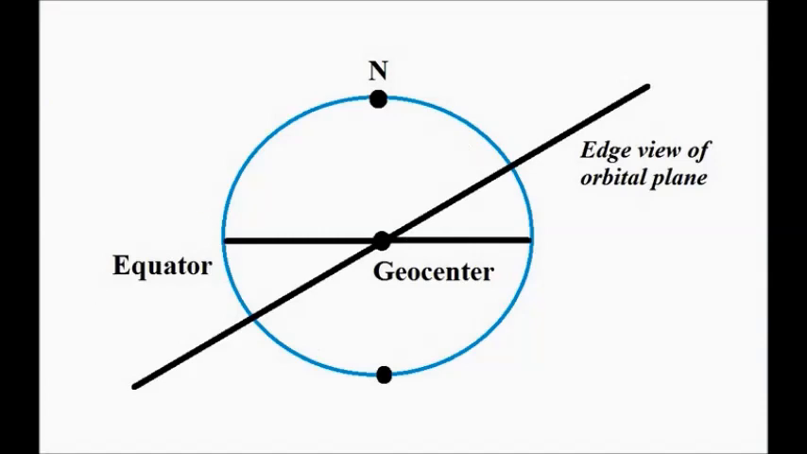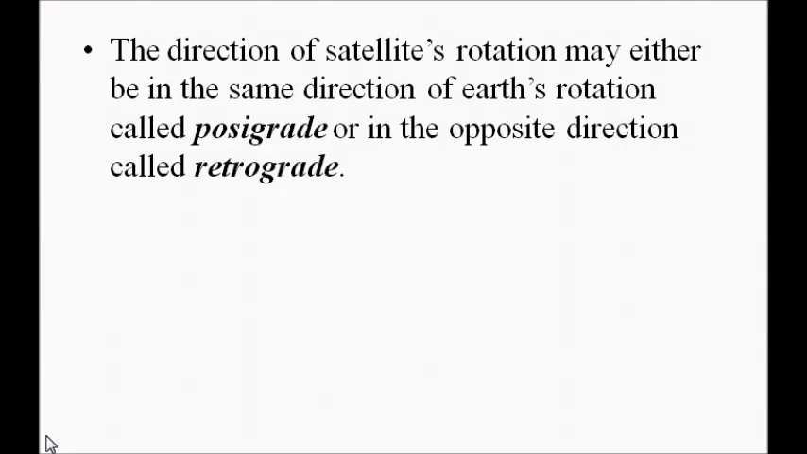Now, the direction of the satellite's rotation. It can be in the same direction as the direction of the rotation of Earth. In that case, it will be called posigrade. And it can also be in the opposite direction, opposite to the direction of rotation of Earth. In that case, it will be called retrograde.